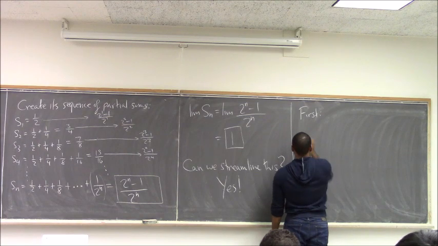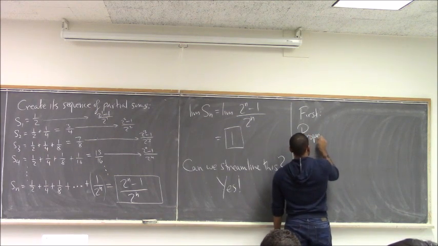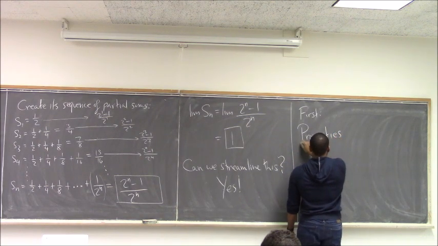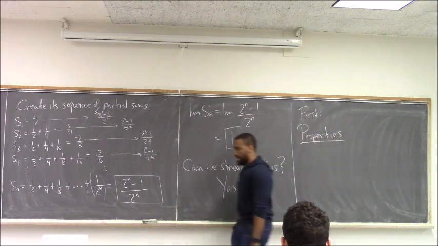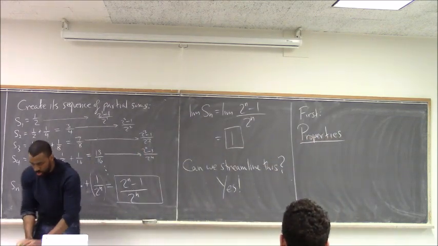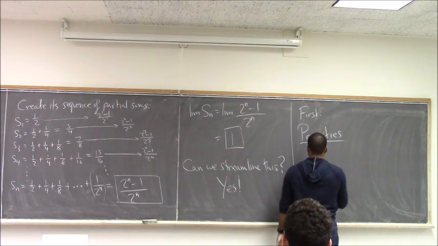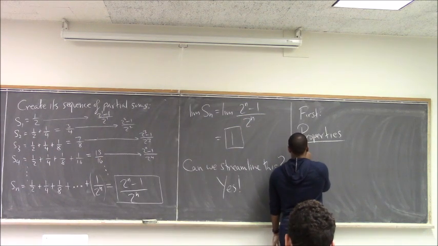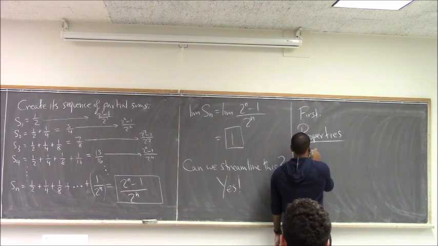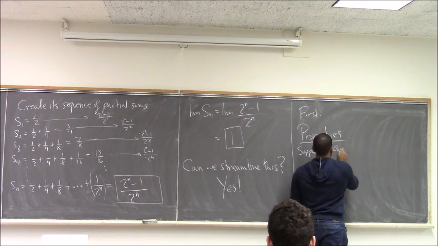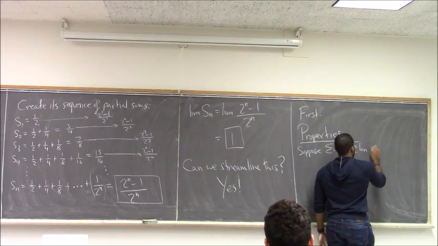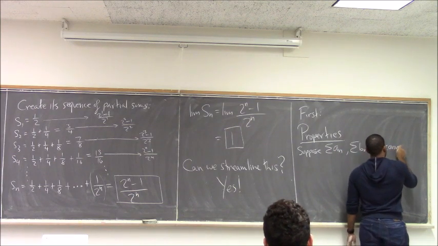Some important things. Let's talk about properties of series. So when it comes to the mathematics, what are things that you're allowed to do with series, in similar ways that you can deal with limits? So suppose the series of an and the series of bn are convergent series.